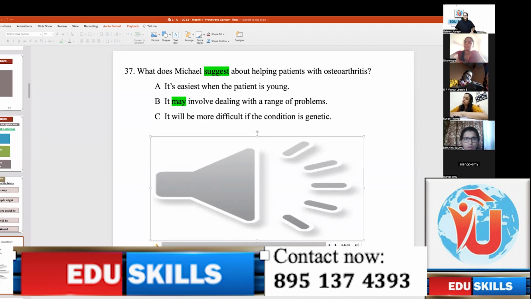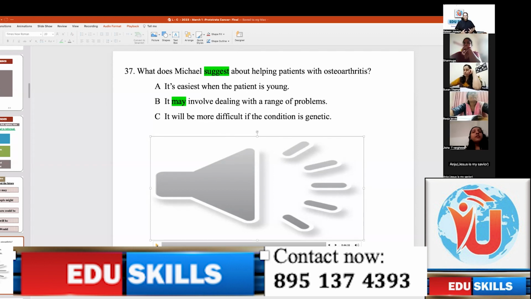Any idea? Yes. Many other risk factors. Does it connect to any of the answer options? Yes, because they are telling a range of risk factors, like genetics and occupation. Range of problems. Okay, many ranges of problems.